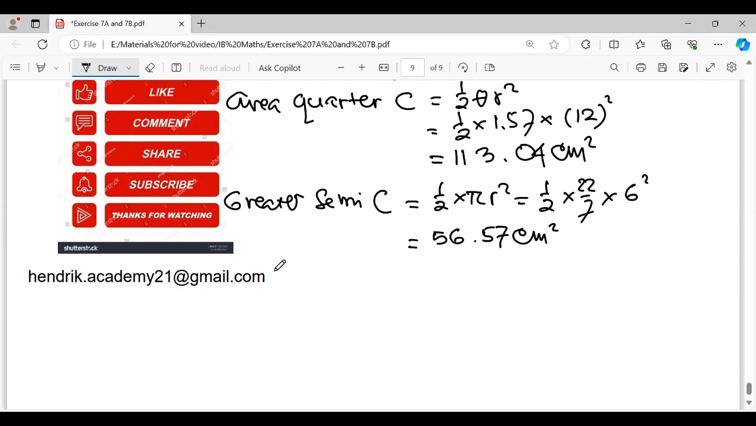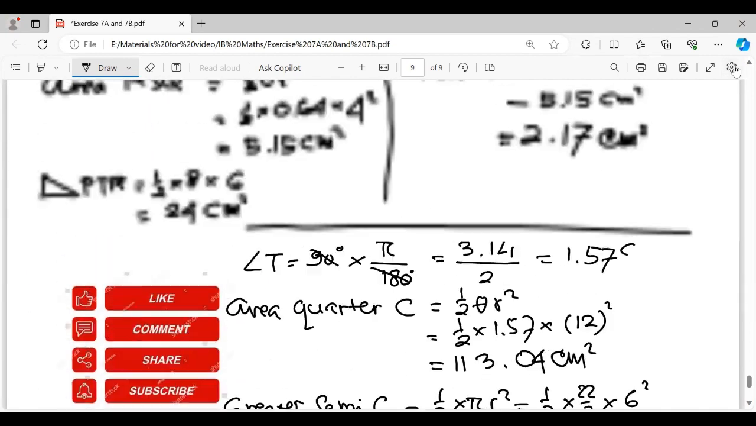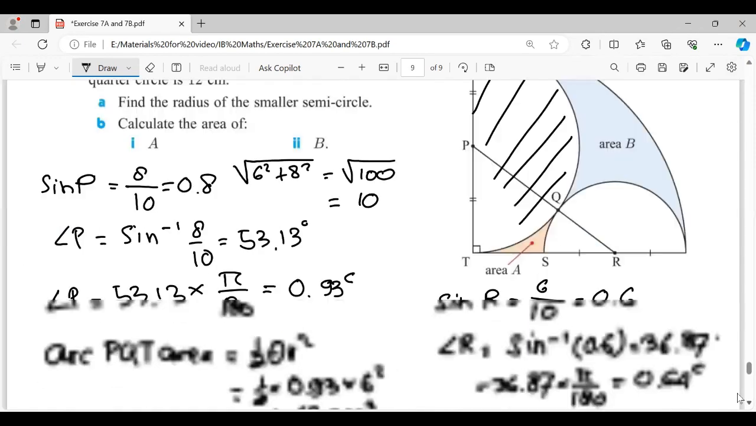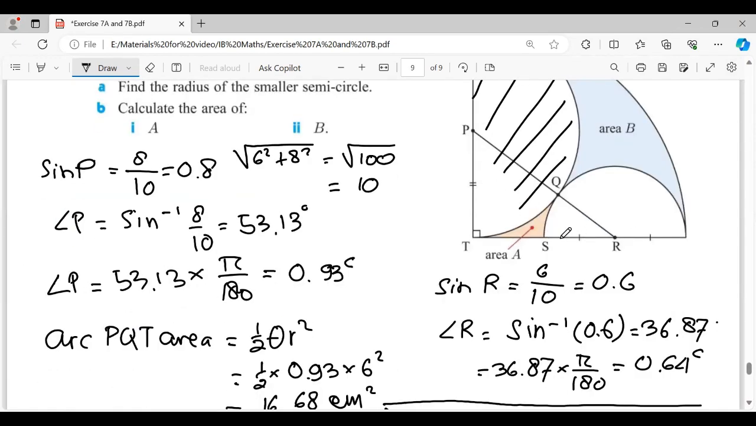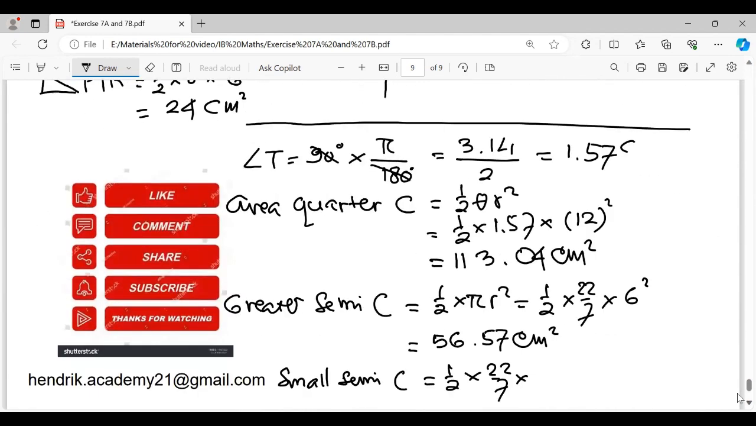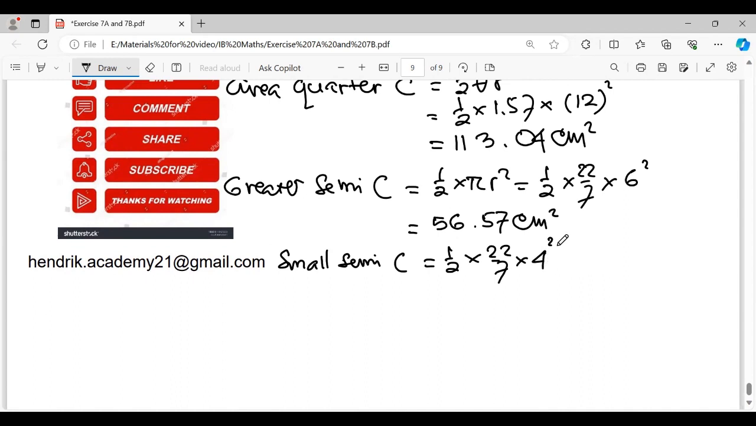Next, the smaller semicircle. Half times 22 over 7. Look at the radius, how much? The radius is 4, because it is 2 plus 2 equals 4. Times 4 squared, with the calculator, we calculate 25.14.